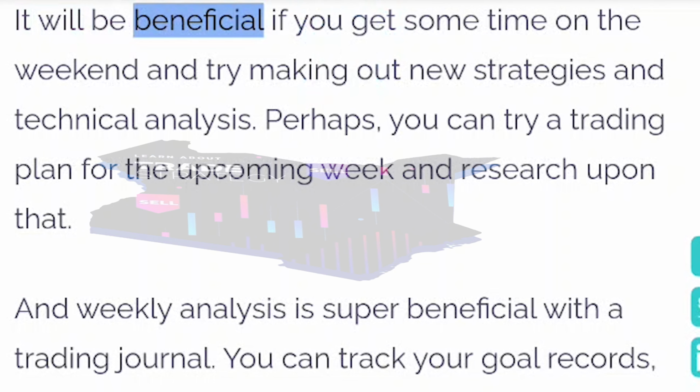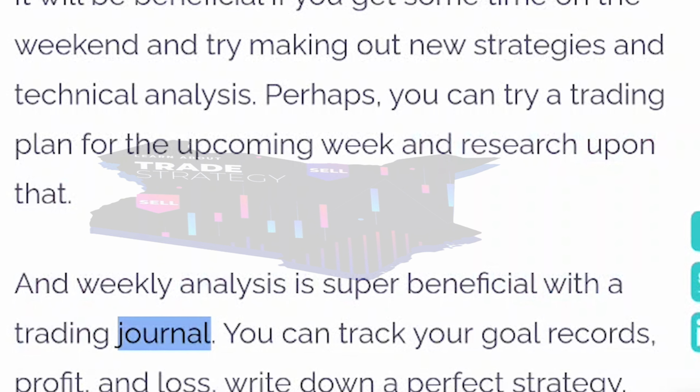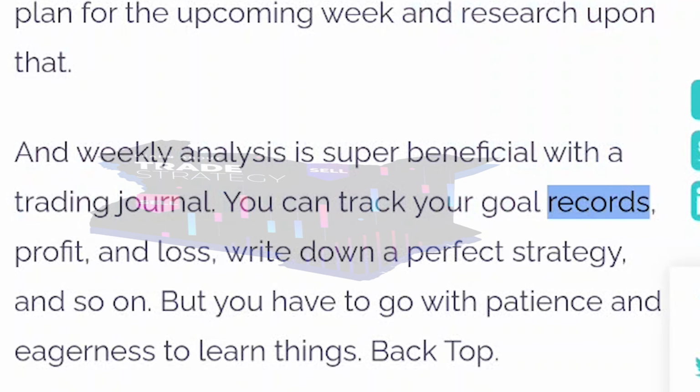It will be beneficial if you get some time on the weekend and try making new strategies in technical analysis. Perhaps, you can try a trading plan for the upcoming week and research upon that. And weekly analysis is super beneficial with a trading journal. You can track your goal records, profit and loss, write down a perfect strategy, and so on. But you have to go with patience and eagerness to learn things.